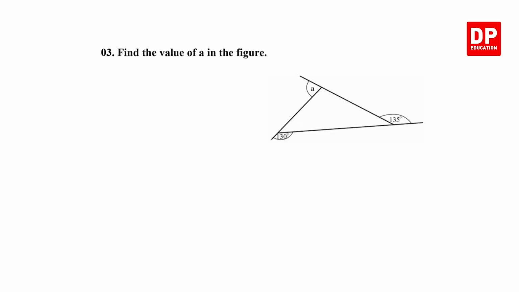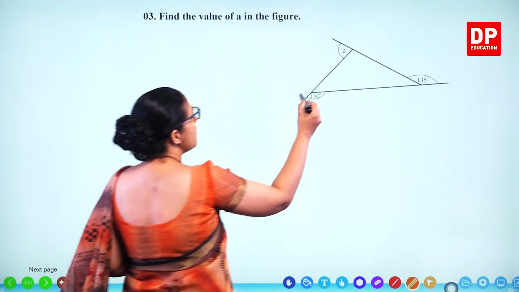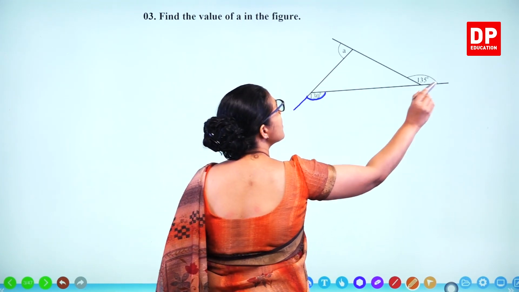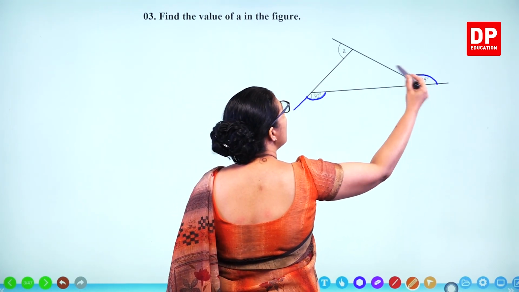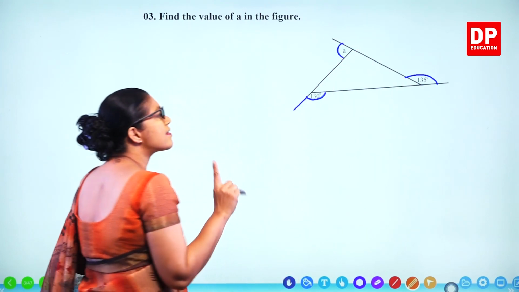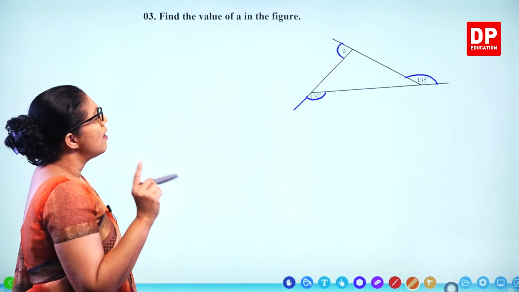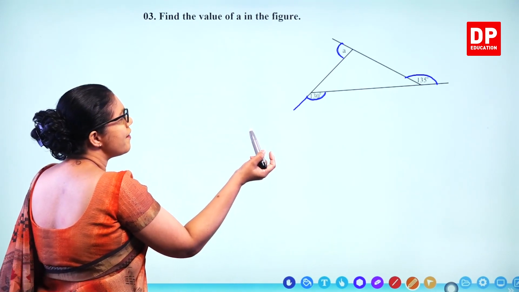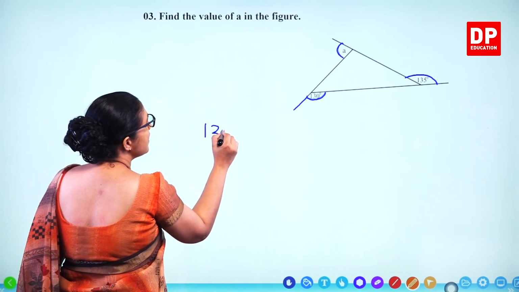Question number 3. Find the value of A in the figure. What are these given angles? When you extend, you get this angle. When you extend this, this is the angle. And here, this one. These are exterior angles. The sum of exterior angles in any polygon is 360. So you can write an equation.